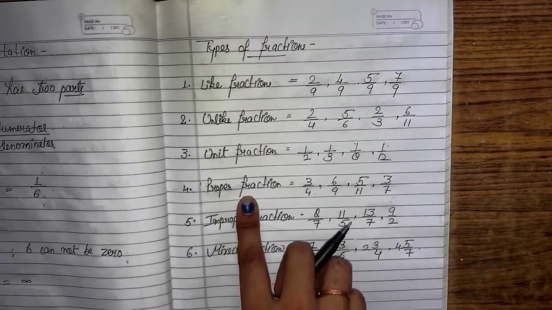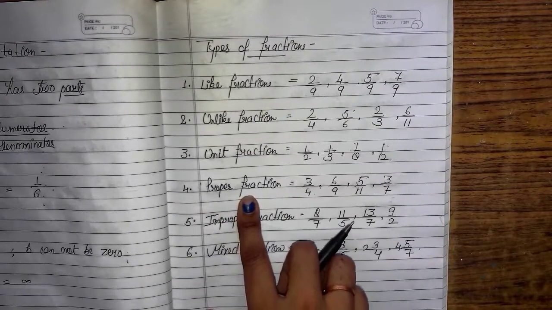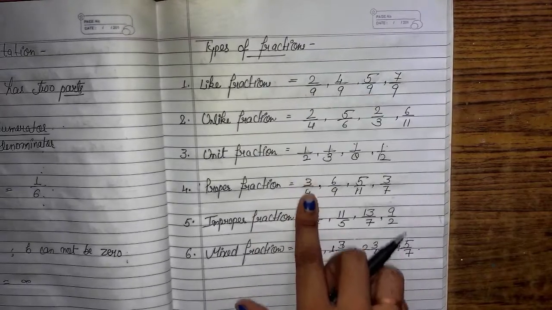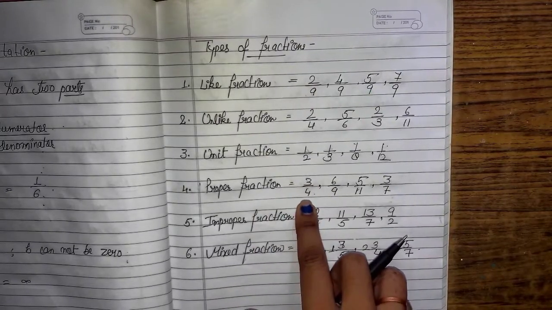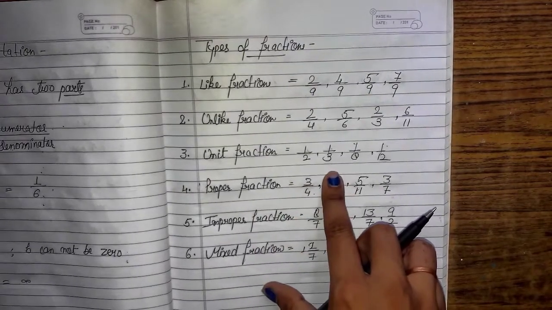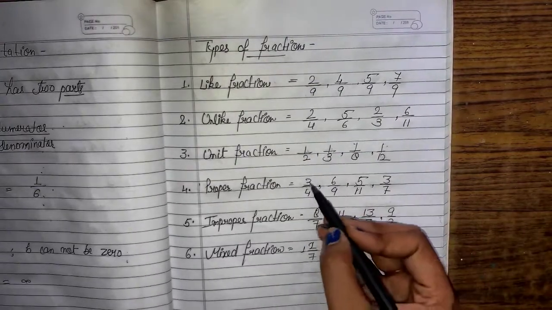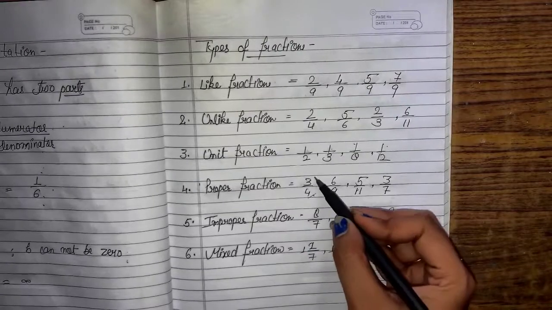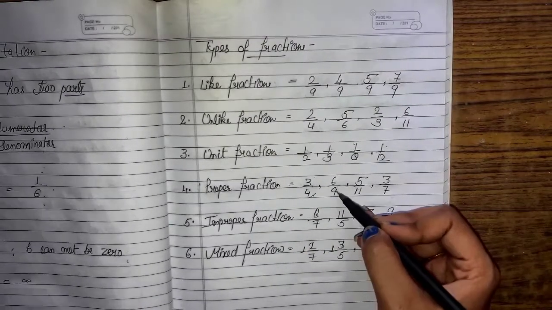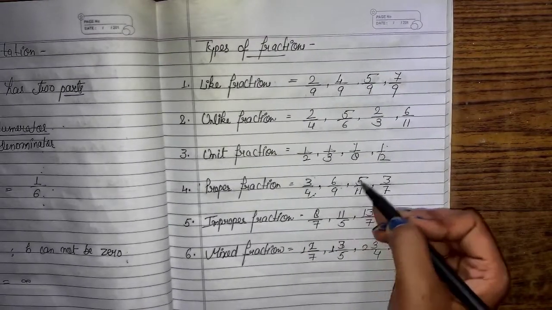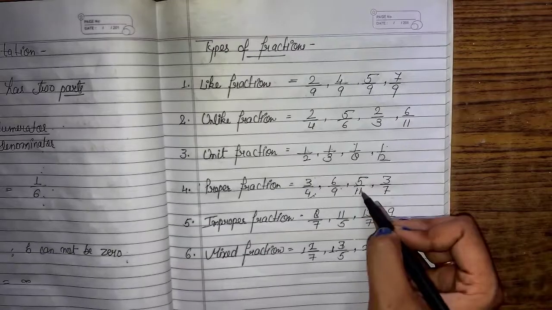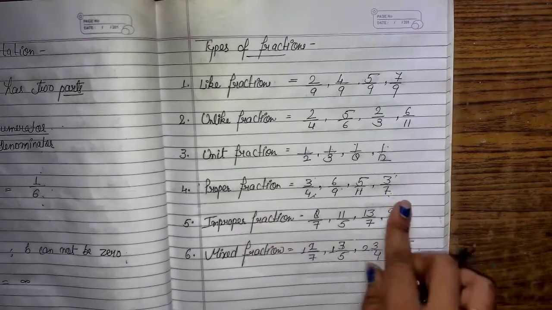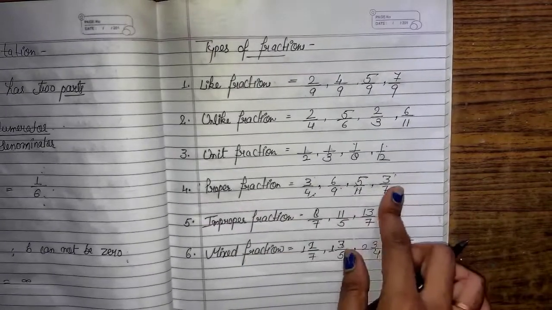Next is proper fraction. A fraction whose numerator is less than its denominator is called a proper fraction. Numerator is less than denominator. Here 3 upon 4, 3 is less than 4. 6 upon 9, 6 is less than 9. 5 upon 11, 5 is less than 11. 3 upon 7 and 3 is less than 7. So these are examples of proper fractions.